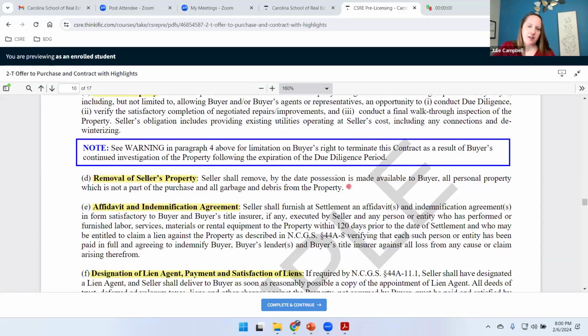Removal of seller's property, anything, all personal property that was not part of the purchase, all garbage and debris from the property. Sometimes sellers think they're leaving buyers gifts. Probably one of the bigger ones that comes up is the grill. The seller starts moving and realizes the grill is kind of a pain in the butt to move, so they're just going to leave it for the buyer.